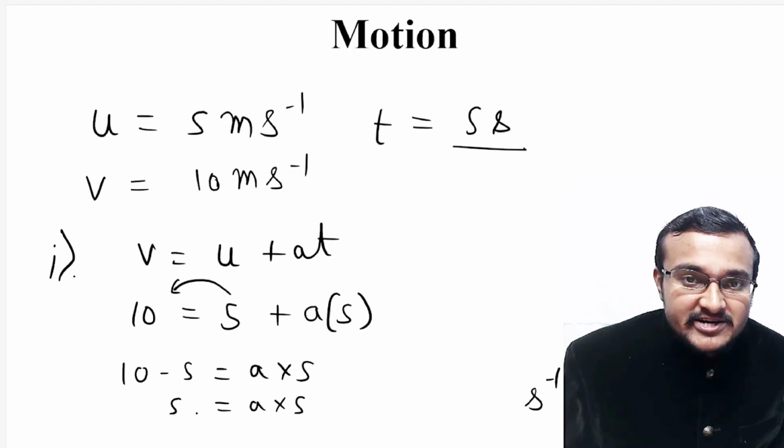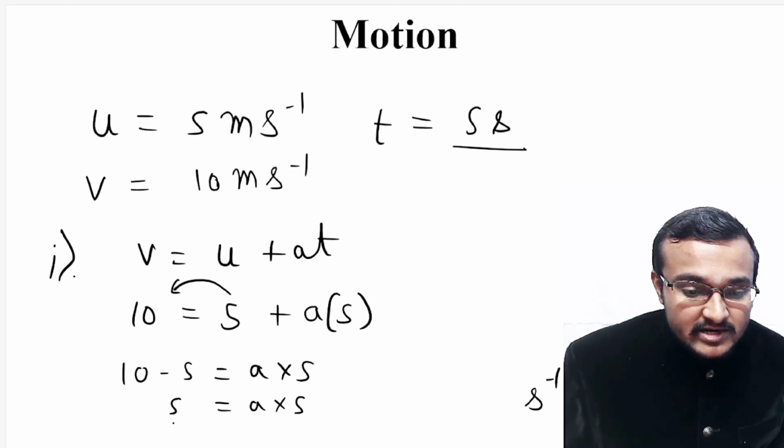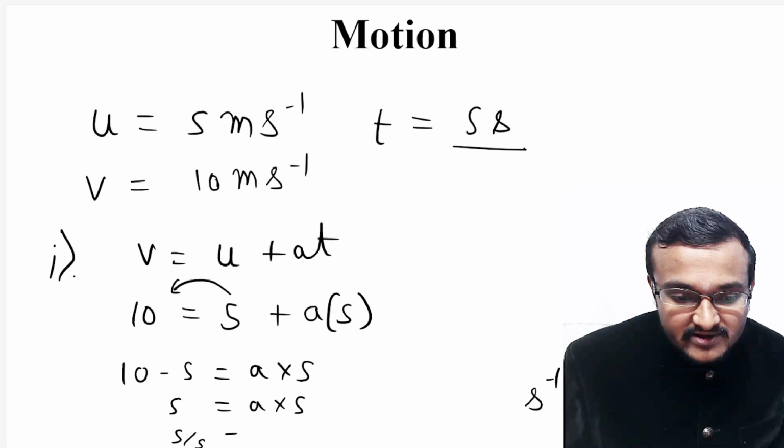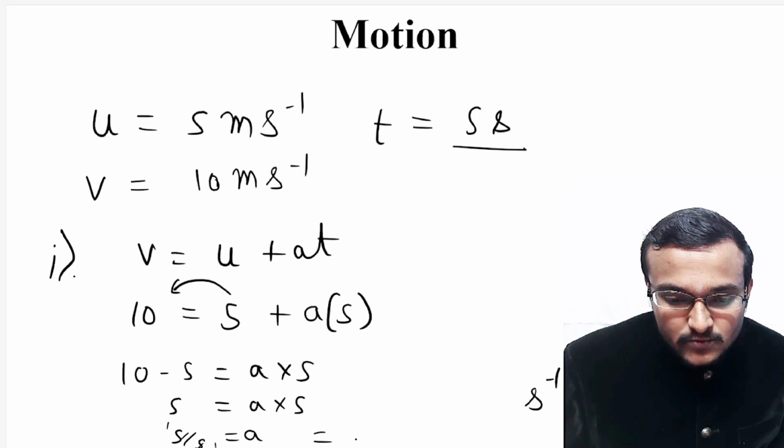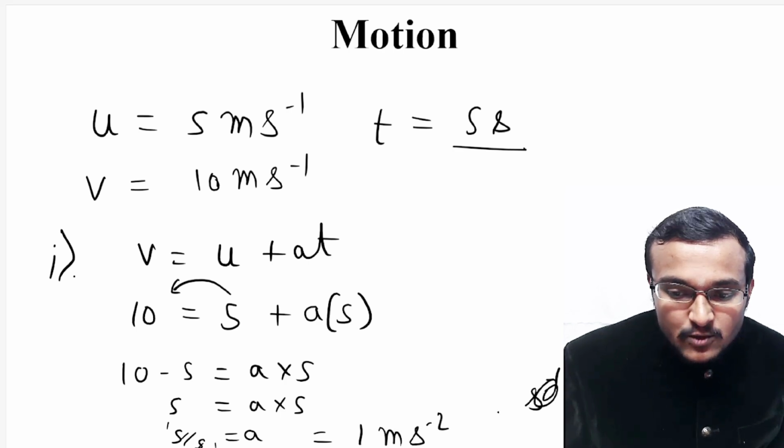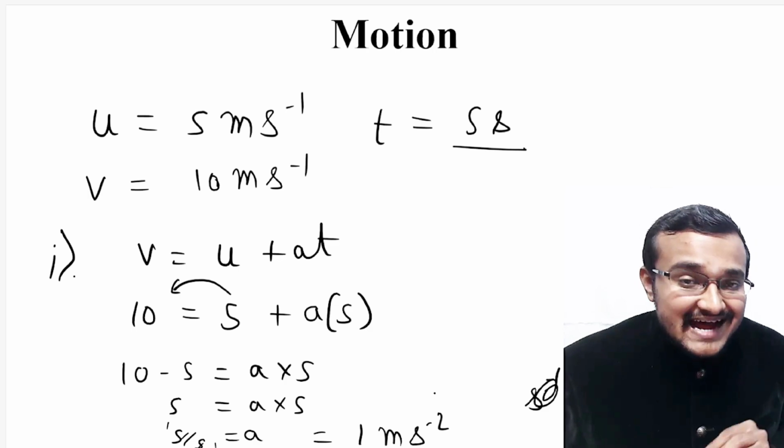So 10 minus 5 is 5, equal to A into 5. When you bring this into 5 to LHS, it will become divided by 5. So 5 divided by 5 will be equal to A. 5 ones are 5. So here A will be equal to 1 meter per second square. So 1 meter per second square is the answer for acceleration for the first question.